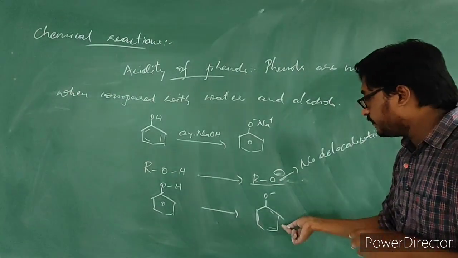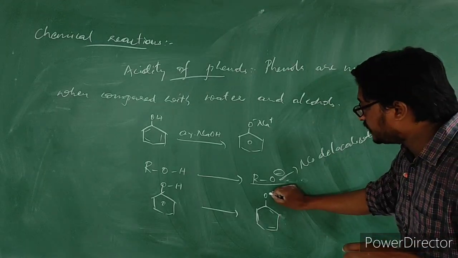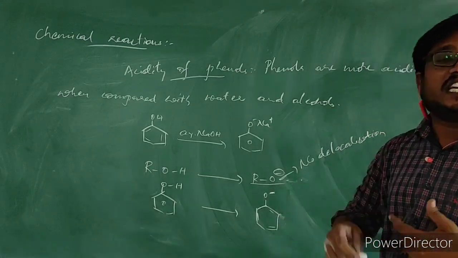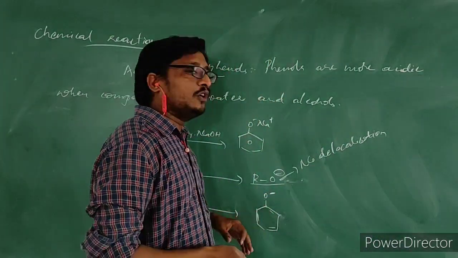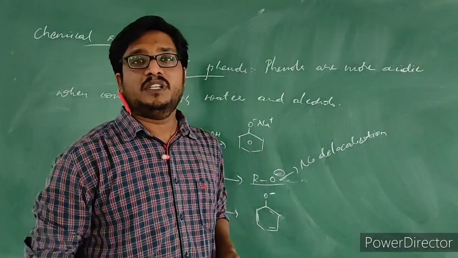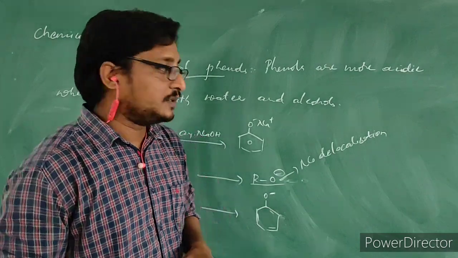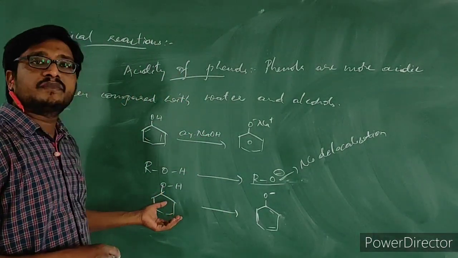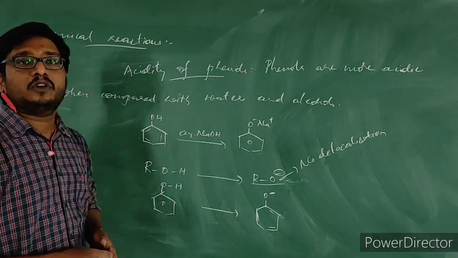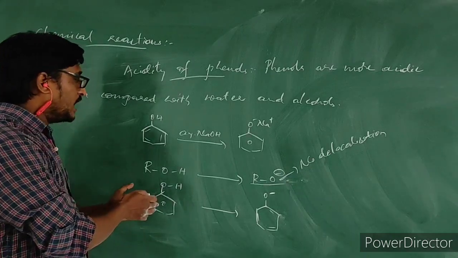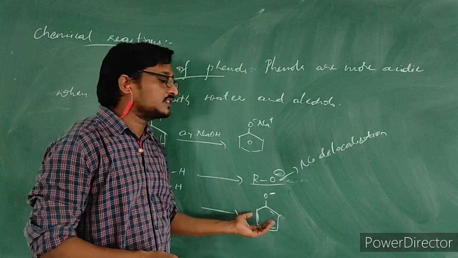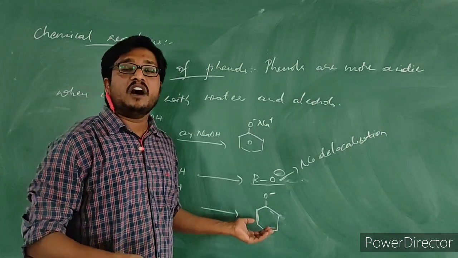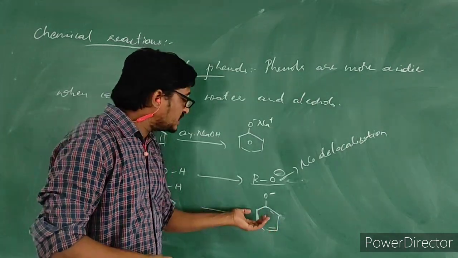But in case of phenoxide ion, the negative charge which gets produced here can undergo delocalization. Since the negative charge is undergoing delocalization, it will become stable. So that is why phenol will be more acidic when compared with alcohol. When phenol undergoes ionization, it is forming a stable phenoxide ion. How is that becoming stable?